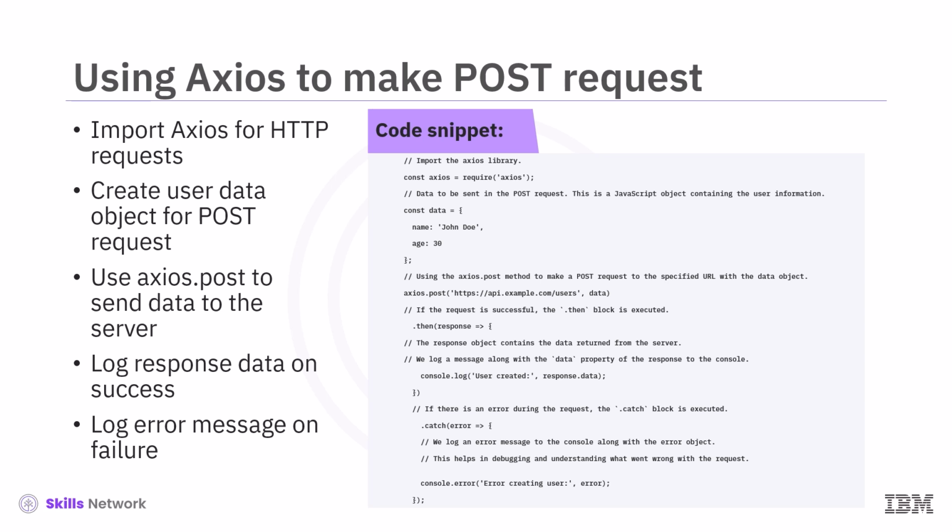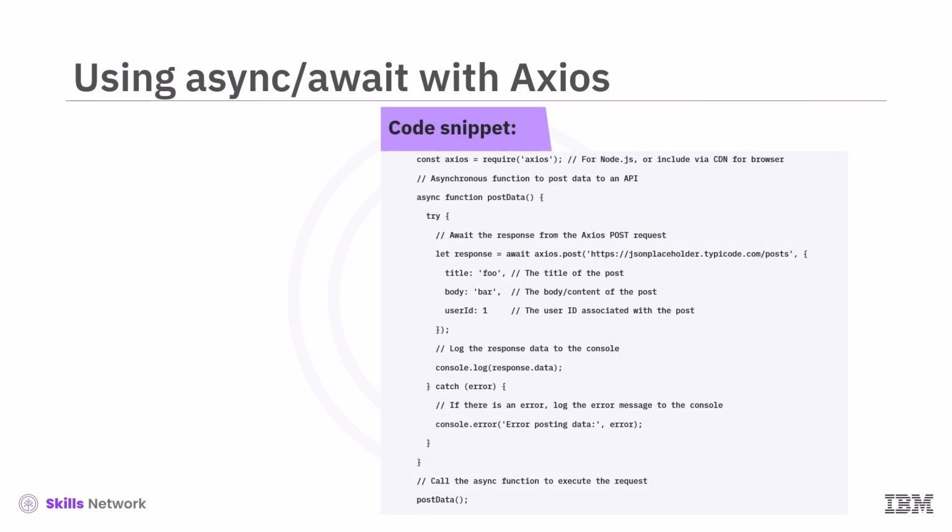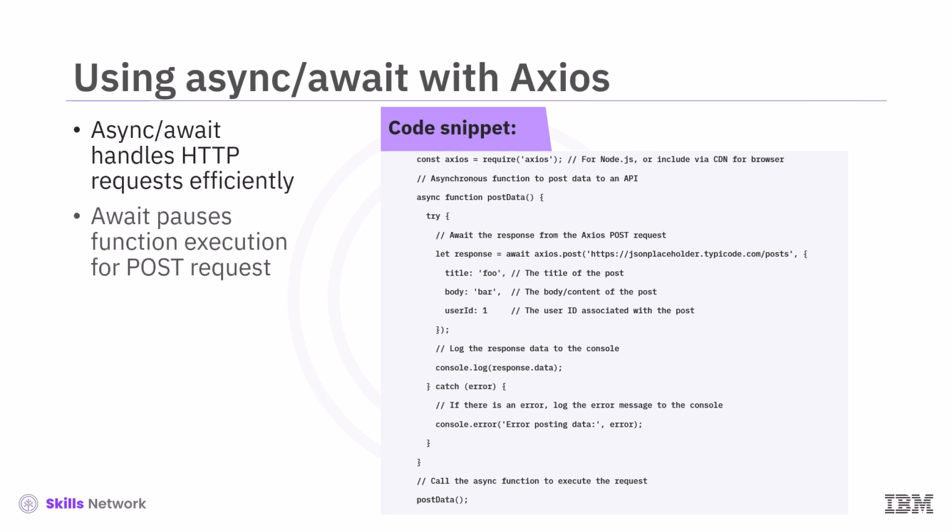Now it's time to use async await and Axios together to handle HTTP requests. When you combine async await with Axios, it provides a clean approach to handle HTTP requests. In this example, you can see how the code uses await to pause the function execution until the POST request completes. Finally, the result is handled inside the try block.